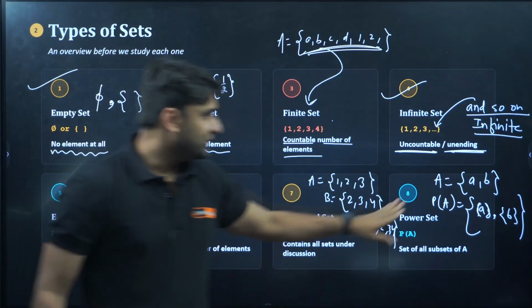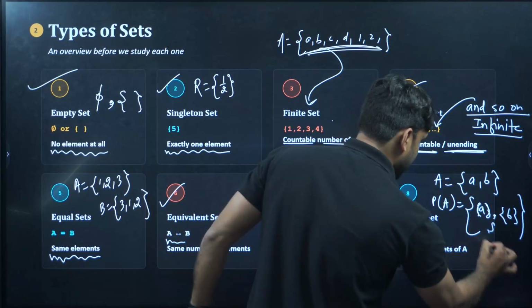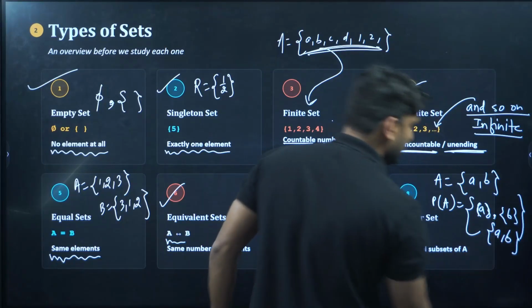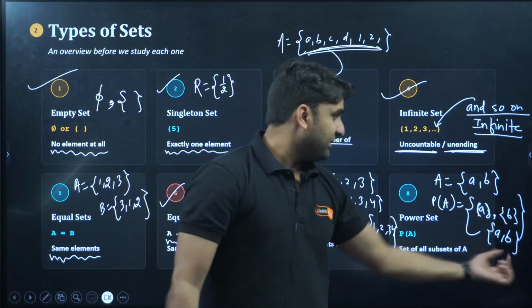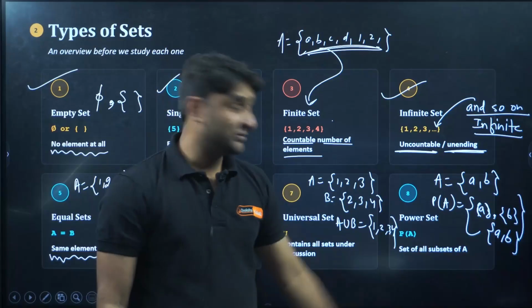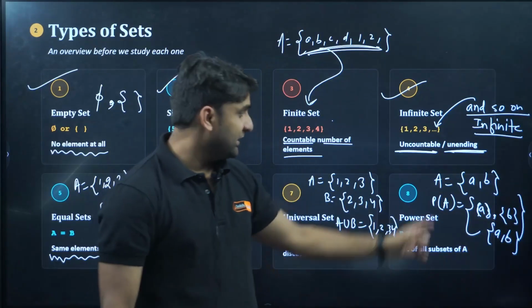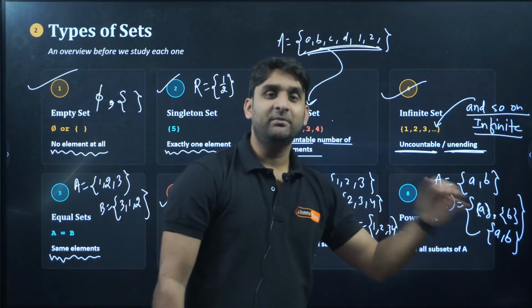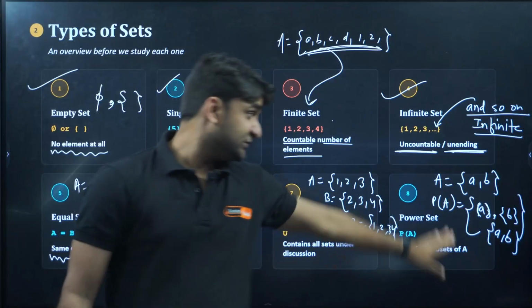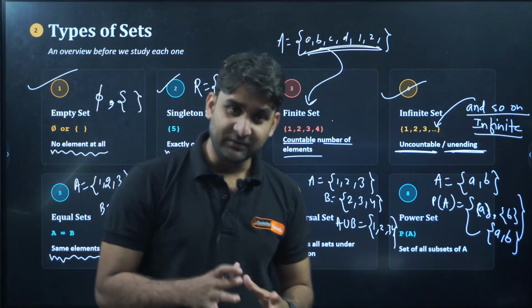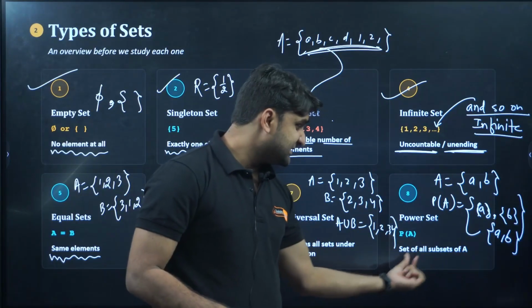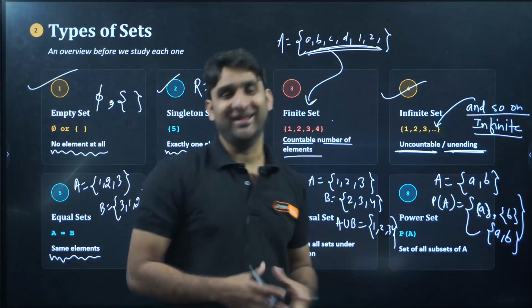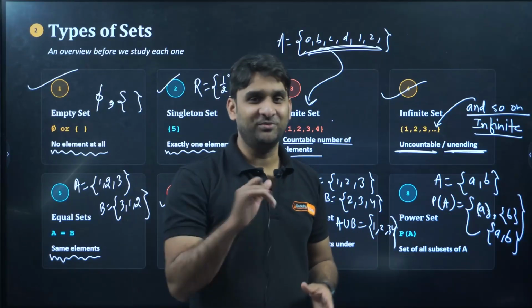Right, everyone? And one more subset will come: A and B combined. Separate A, separate B, and A and B all together. So there will be 3 subsets possible. If the number of elements is 2, there will be 3 subsets possible. So this is called the power set. Clear, everyone? Power set means the set of all subsets of A. I hope this is clear to you all.